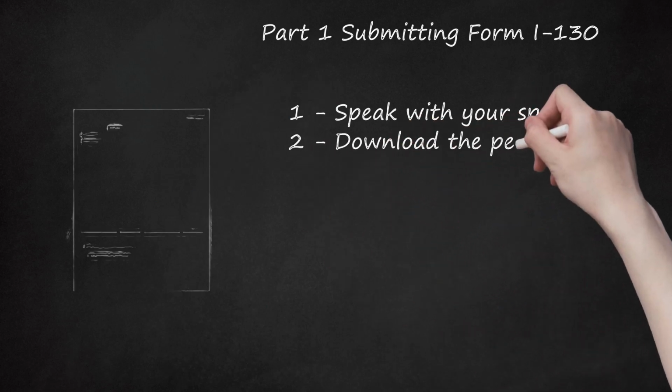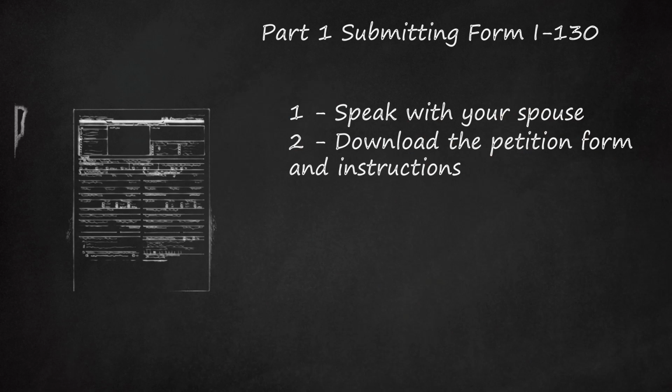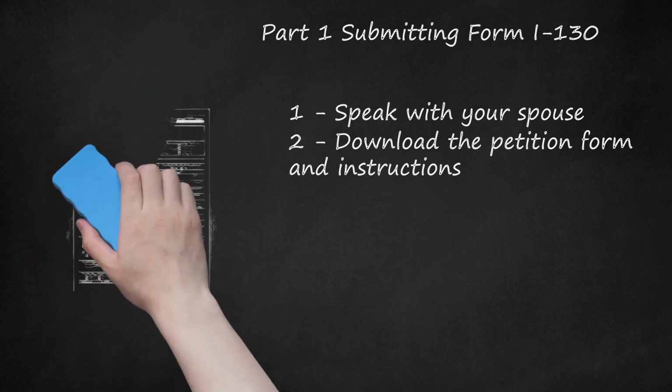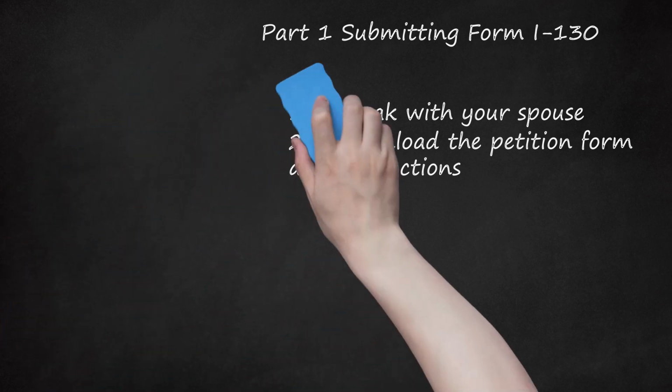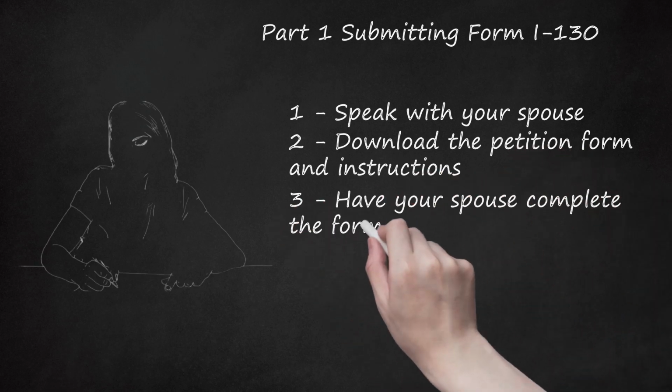2. Download the petition form and instructions. You can download Form I-130 from the USCIS website, or you can get a paper form from the nearest field office. The form includes instructions for completing and submitting it. Make sure your spouse reads the instructions carefully. The two of you may want to consult an immigration attorney if you have any questions. Keep in mind that incomplete or inaccurate information on the petition can result in delays or even denial of your application.